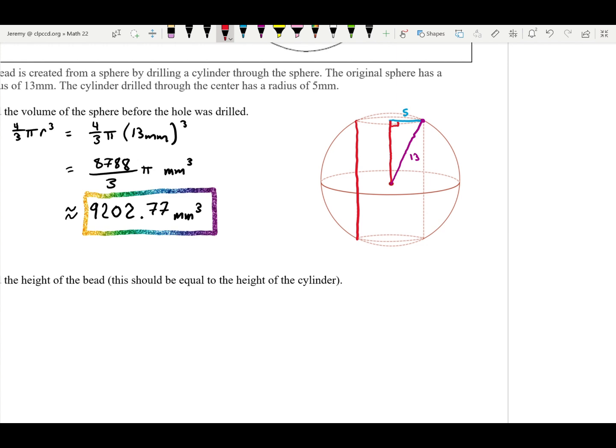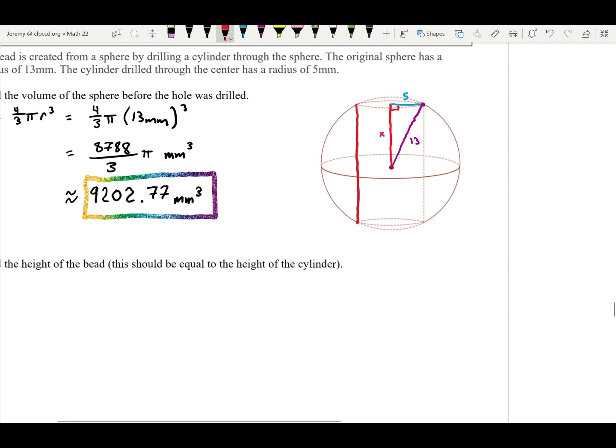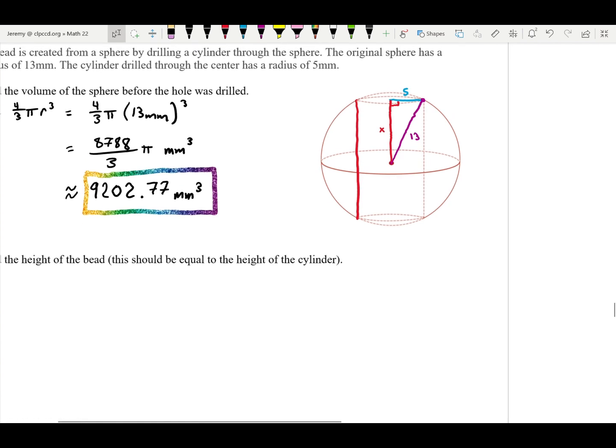Okay, so hopefully you kind of see where I'm going with this. I think I should be able to find this. I might just label it, I could label it X, I guess. Let's use what we know about right triangles to solve for x.